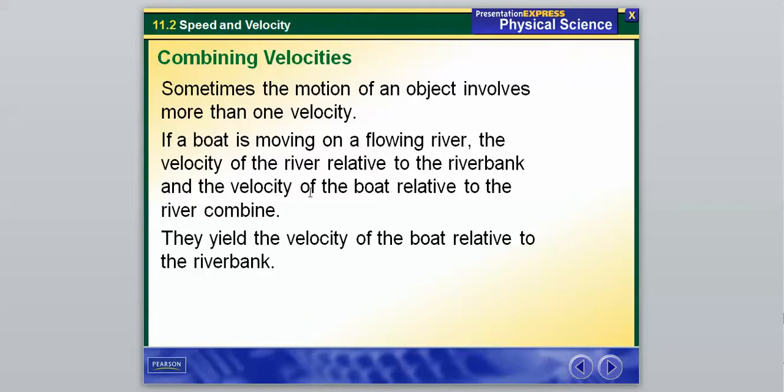So there are two different ones: how fast the river is actually moving and how fast the boat is actually moving. Then they yield the velocity of the boat relative to the riverbank. I'm pretty sure we have a picture of that to help it make more sense right here.